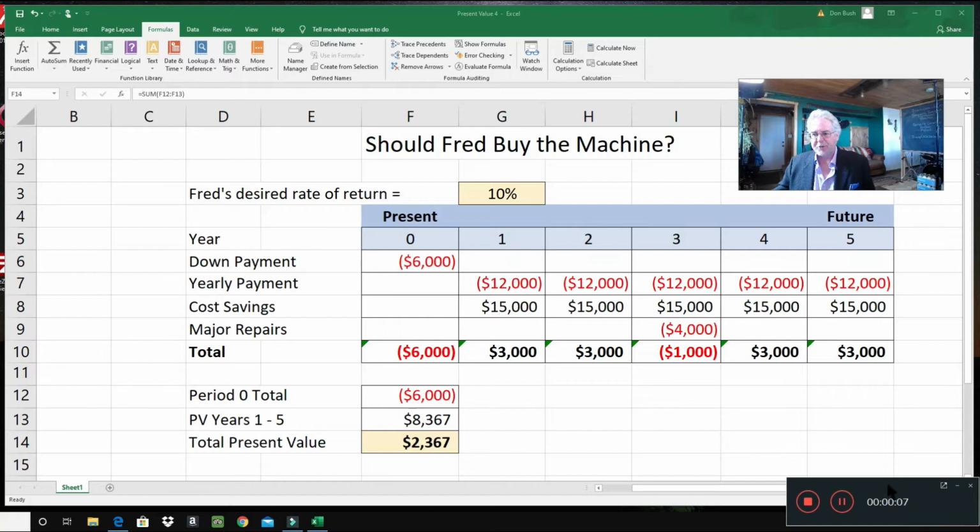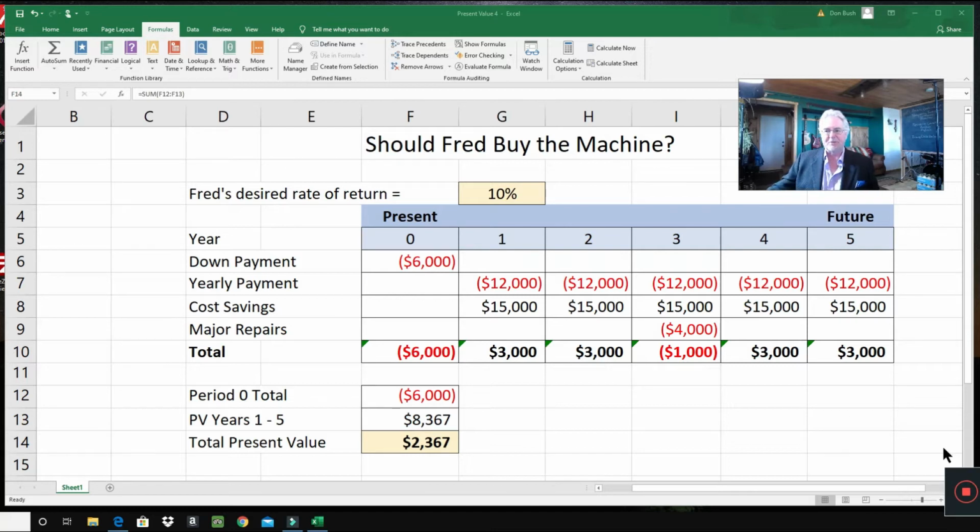What we're doing today is we're going to help Fred buy a machine. He needs to buy a new machine for his business and he's not sure if he should, and we're going to help him out. Now, one thing we do know about Fred, he told us that his desired rate of return when he invests money is 10%. So we have that 10% written right down there.